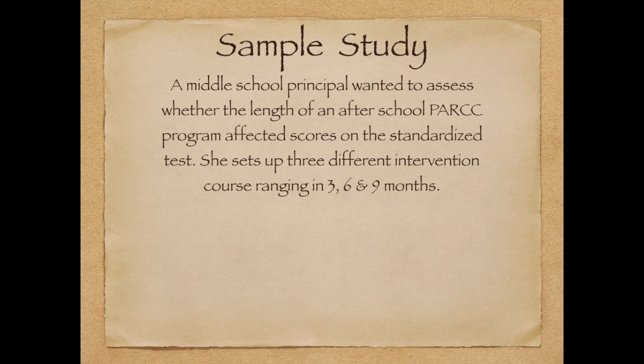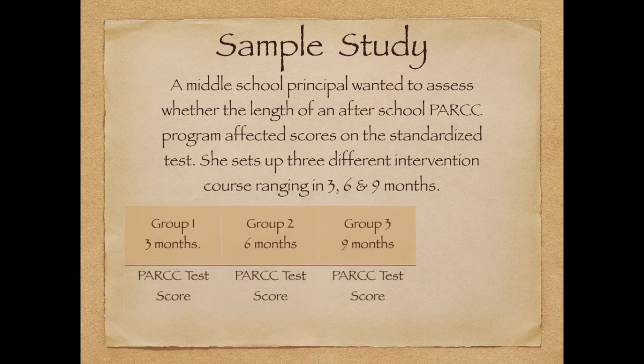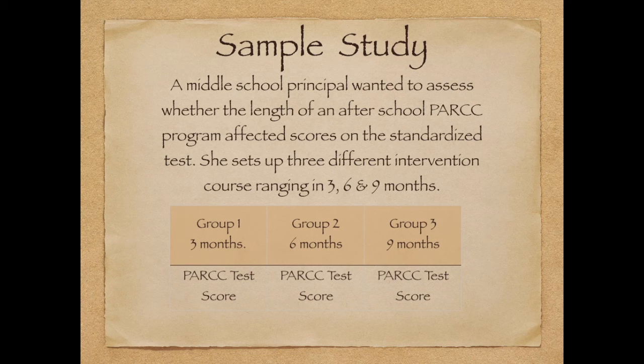Let's take a look at a fictional study I created for this video. A Title I school decided to create an after-school program to help students prepare for the PARCC testing. The school district wants to know if the length of the program makes a difference. This is important because you want a program that is effective, but you don't want to waste more funds than necessary. So in this case, they create 3 treatment groups that are randomly assigned.